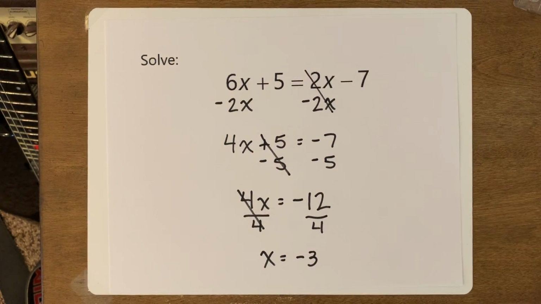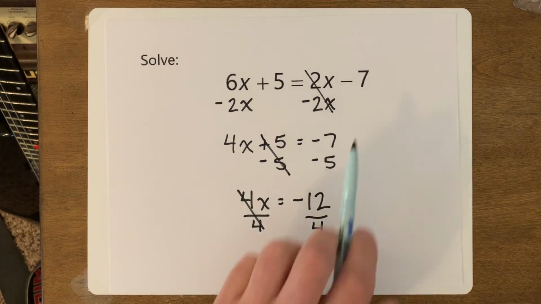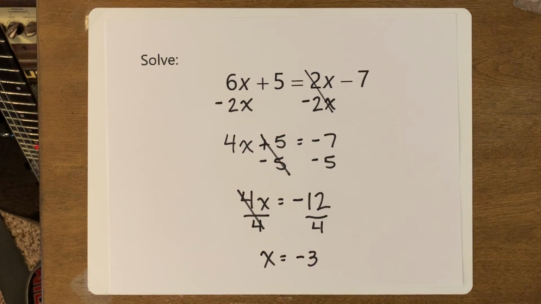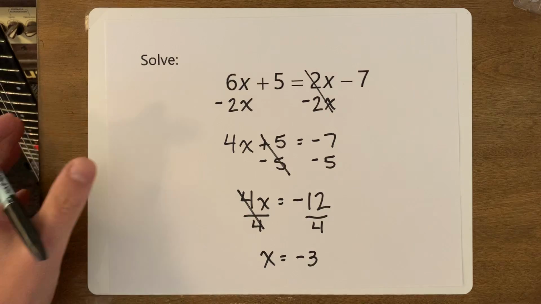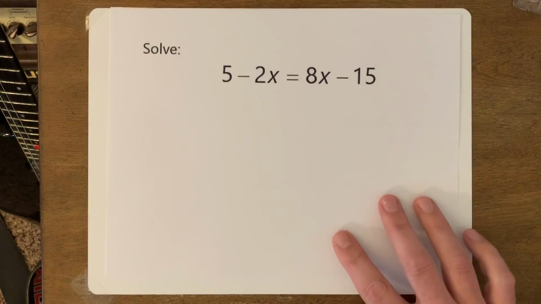And that's about the speed that you should be able to solve these kind of simple equations that have variables on both sides. Because there really wasn't any distributing or anything like that I had to do, or fractions or anything. Okay, so here's another one.